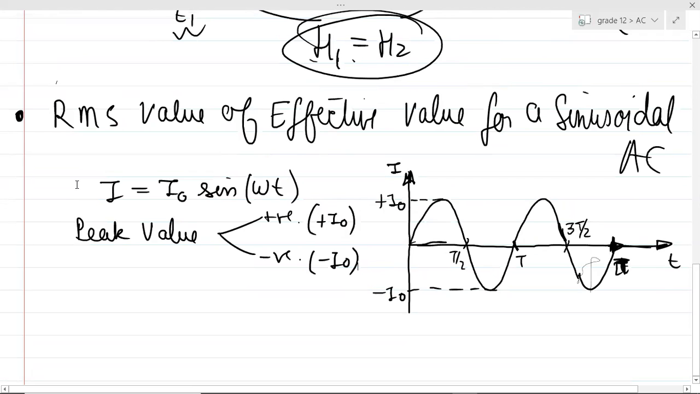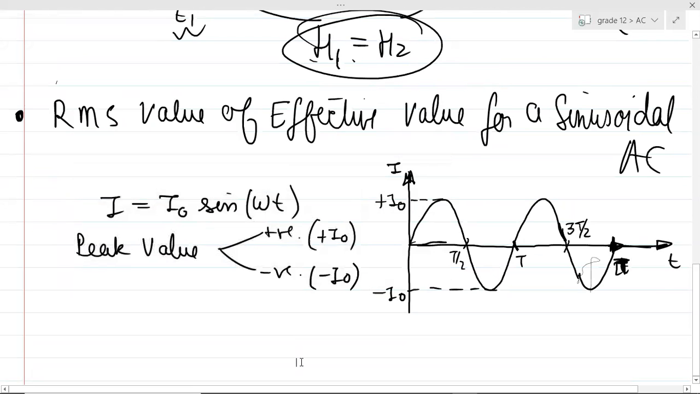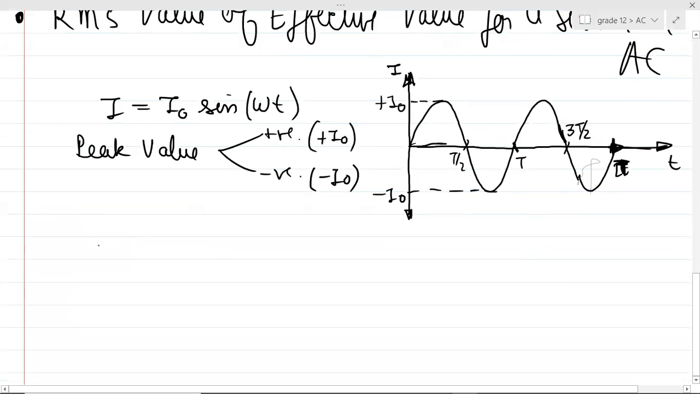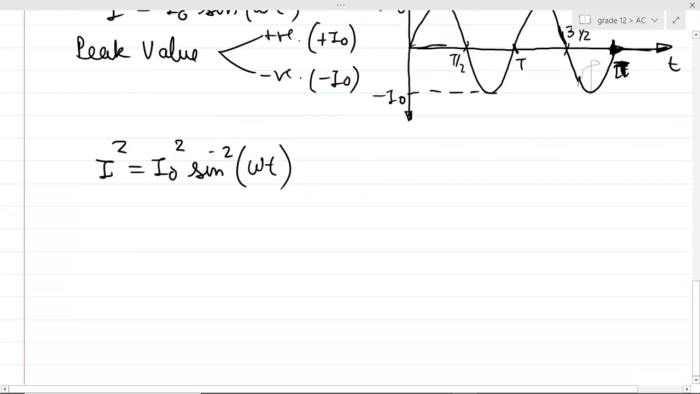What happens when you square this thing? Can anyone tell me what will happen if I square this function? Then I square is equal to I naught square sine square omega t. Will it become something like this? If so, then can you see when you are squaring this particular thing, nothing will remain in the negative half cycle, right?